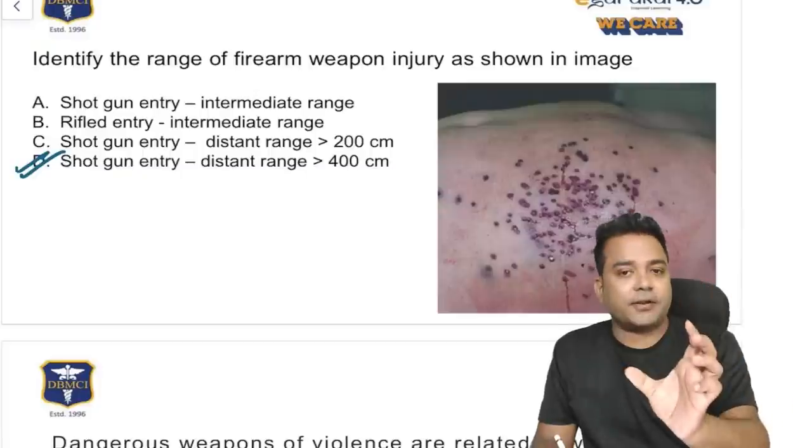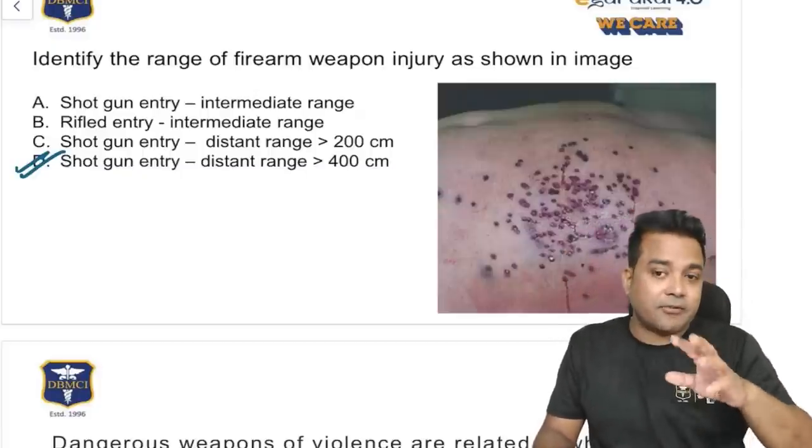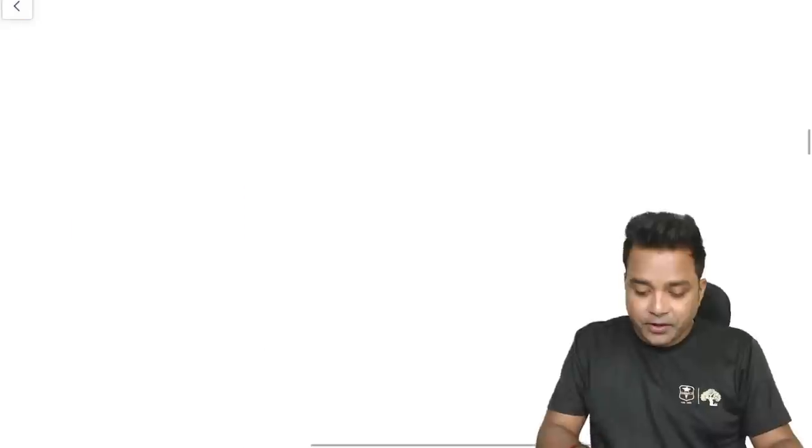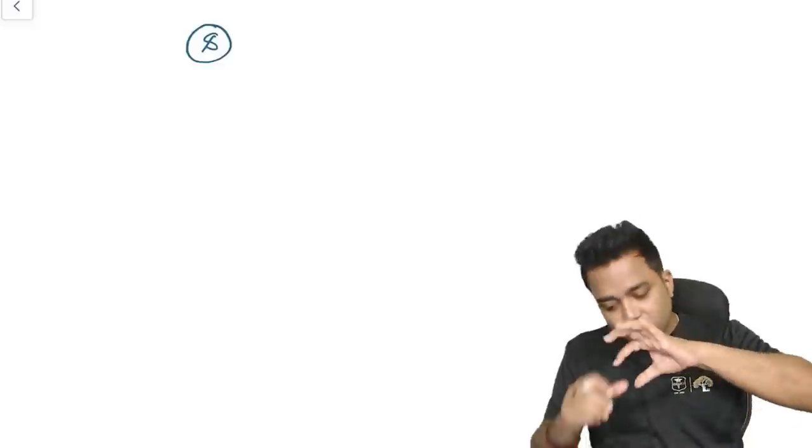This is a shotgun entry wound. So let us revise shotgun entry first. That is the troublesome area. Rifled entry is easy. So we will revise both the entry wounds, shotgun and rifle, quickly. If I fire a shotgun weapon, which is a total cylinder bore or smooth bore weapon, inside the barrel everything is smooth.